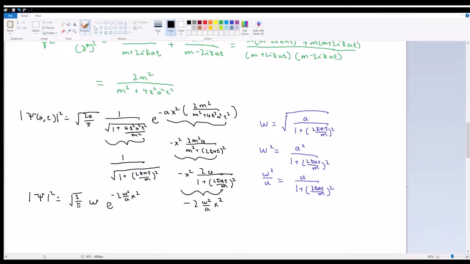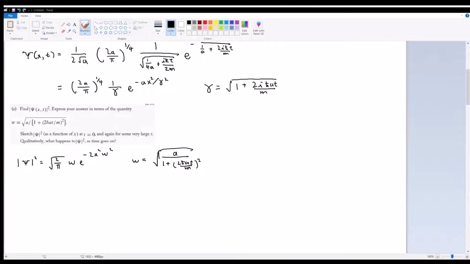Apologies, I just realized I made a bit of a mistake here. When we take omega squared, there's no squared on a, so it's not omega over a. Omega squared just equals this, so this is just 2 omega squared x squared, actually. So get rid of the a at the bottom. Okay, and this is the correct answer.